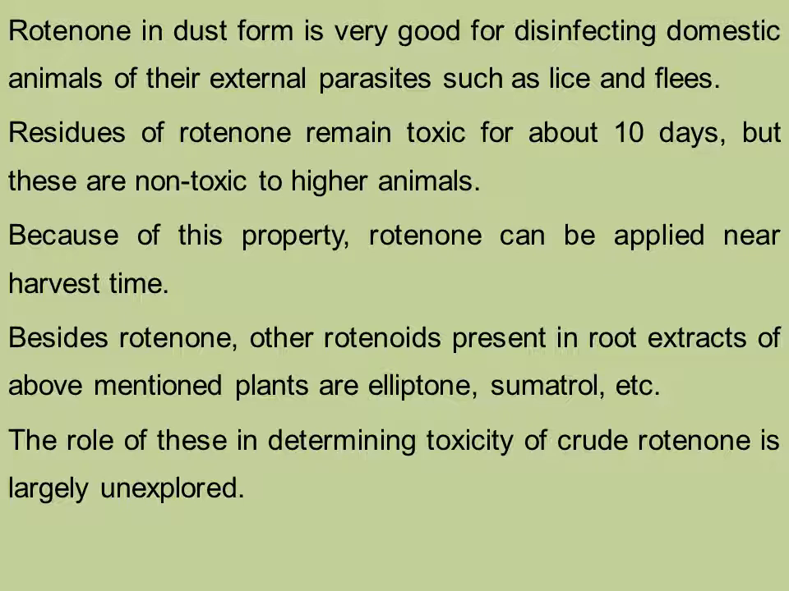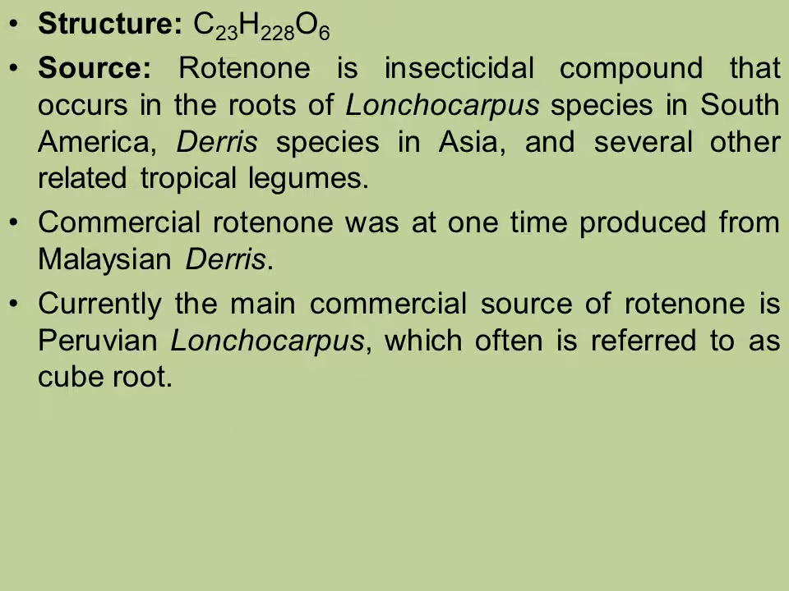Besides rotenone, other rotenoids present in root extracts of these plants are elliptone, sumatrol, etc. The role of these in determining toxicity of crude rotenone is largely unexplored. It has not been explored whether these are toxic to insects or not, but rotenone definitely is. Now this is the chemical formula: it comprises C23H22O6. The structure is a very complex one.